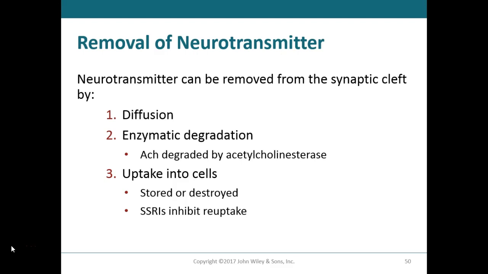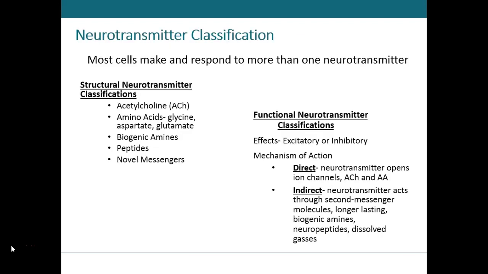Certain drugs known as SSRIs, selective serotonin reuptake inhibitors, prevent serotonin, which is a neurotransmitter, from being taken back up into the cell. Other times, they are transported into neighboring neuroglial cells in an action called uptake. Once they're in the neuroglial cells, they can be destroyed. So we've got to get those neurotransmitters out of that synapse if they are to stop acting on the cell.